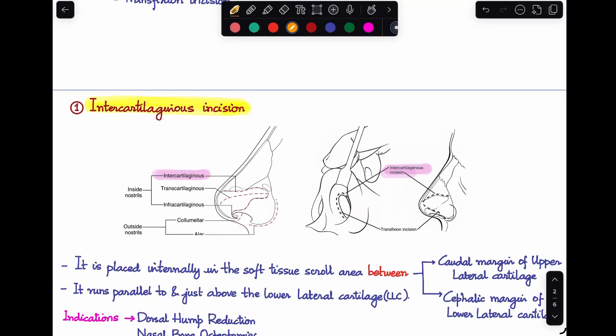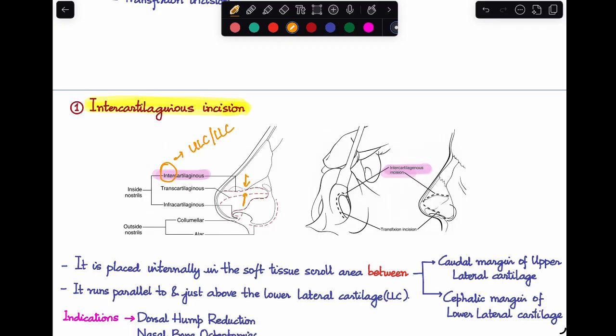So first one is our intercartilaginous incision. As I mentioned, the name suggests inter, meaning in between two cartilages. So we are giving this incision in between the upper lateral cartilage and the lower lateral cartilage. This is an incision that we place internally in the soft tissue scroll area between the caudal margin of the upper lateral cartilage and the cephalic margin of the lower lateral cartilage. And this incision runs parallel to and just above the lower lateral cartilage.